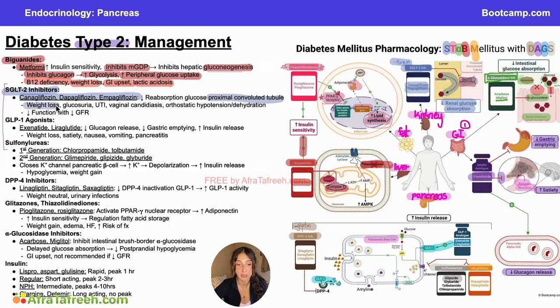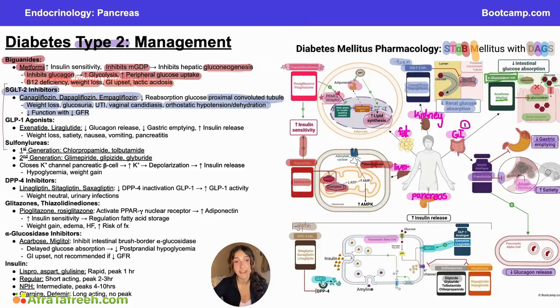And side effects here can include weight loss, which a lot of patients are very happy about. Glucosuria, that is what can cause UTI in some of these patients. So because there's so much sugar in your urine, it becomes very attractive for bacteria to colonize that urine. And that can result in UTI as well as vaginal candidiasis through a similar mechanism. And then orthostatic hypotension or dehydration. Because there's more sugar in that urine, it also osmotically can pull in more fluid. And that can lead to dehydration in this population, which of course can contribute to HHS as well. Additionally, decreased function with decreased GFR. If your kidneys aren't working and you're not making enough urine, then pulling more glucose into that urine is not really that helpful.